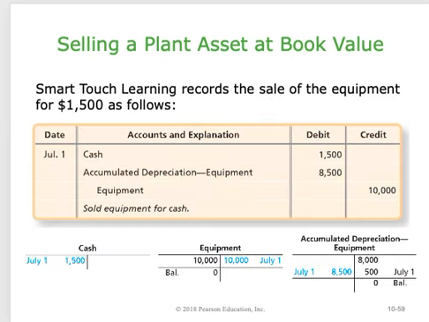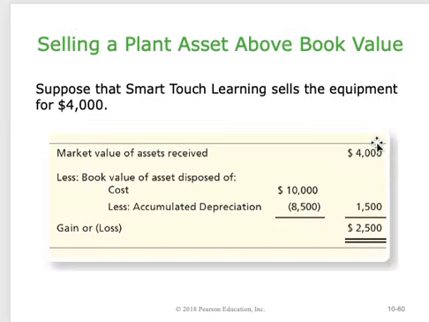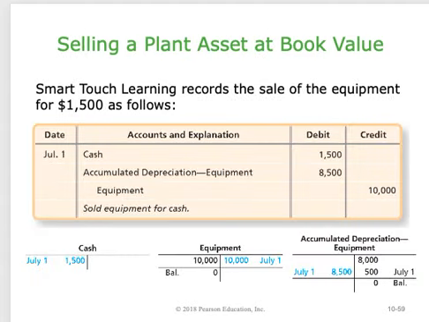Once again, it's easier to understand if you make the journal entry. Okay, so we get cash of $1,500. Whenever you get cash, that's a debit to cash, $1,500. You debit accumulated depreciation for $8,500 to close out that account, and you credit equipment for $10,000 to close out that account. Because your debits and credits equal, you don't have a gain or loss, so that is your complete journal entry.